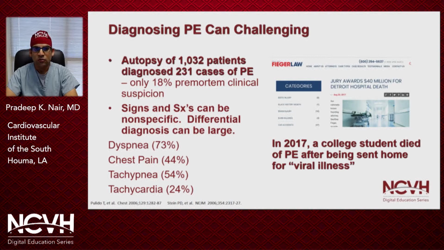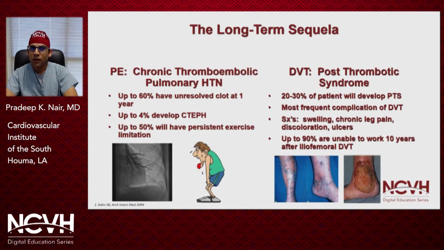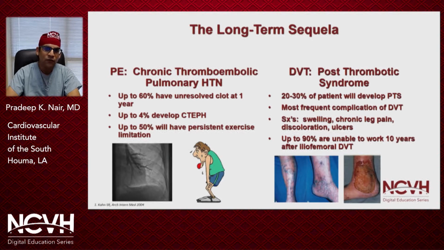medical legal issues. In 2017, there was a large award given after a college student died from a PE who was sent home with a diagnosed viral illness. But medical legal issues aside, it's important to treat these patients because of the long-term sequelae that they can face. If you look at pulmonary embolus, the long-term sequela is chronic thromboembolic pulmonary hypertension, and for DVT, it's post-thrombotic syndrome.